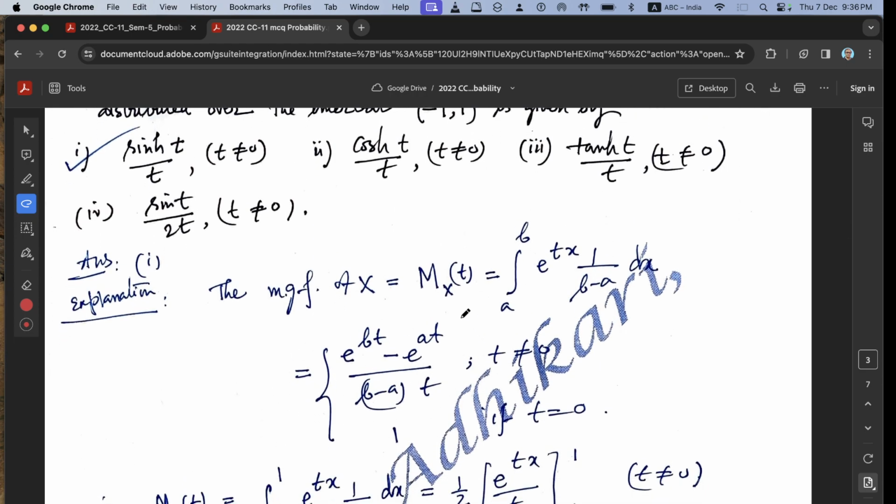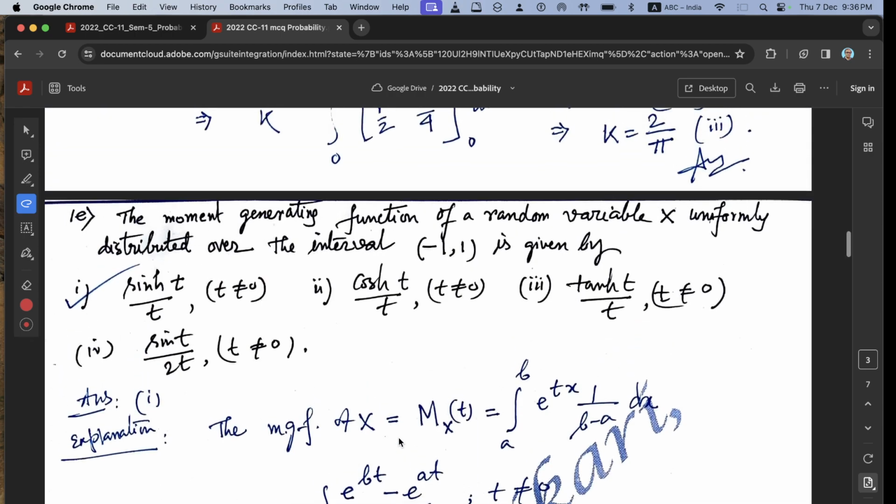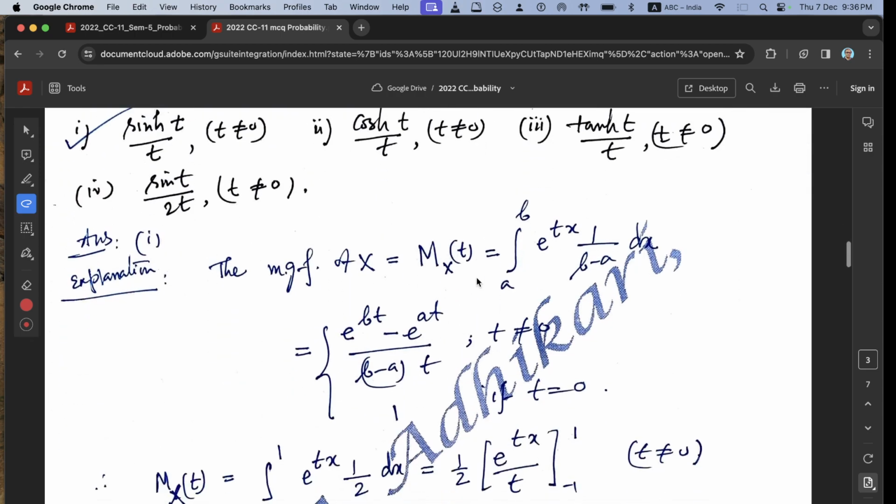After integration we get this for t not equal to 0, and if t equals 0 we get 1. So the moment generating function of X, M_X(t), is equal to the integral from -1 to 1 of e^(tx) times 1/(b-a), that is 1/(1-(-1)) = 1/2, dx. Here X is uniformly distributed over the interval -1 to 1.